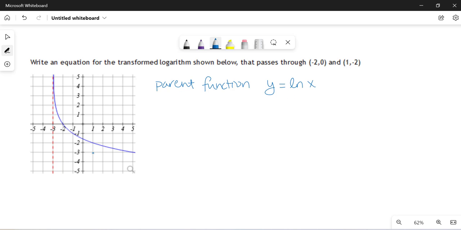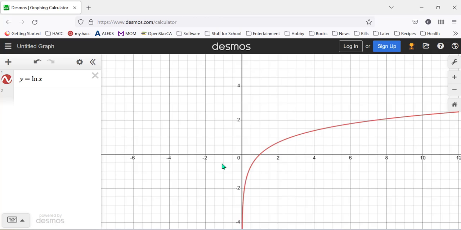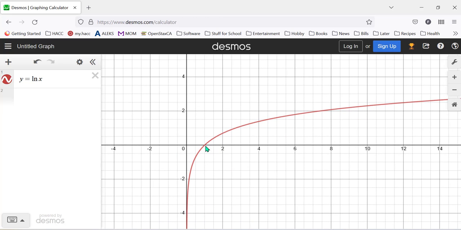Depending on how much you remember or know about logarithms, you could realize that you could write this as the log with a fraction base, a base between 0 and 1, to make it upside down like this particular one is. But I'm going to look at this a little bit differently. So let's look at the graph of y equals natural log of x. Okay, so here it is. Y equals ln x. It goes through the point (1, 0). It has a vertical asymptote at x equals 0.